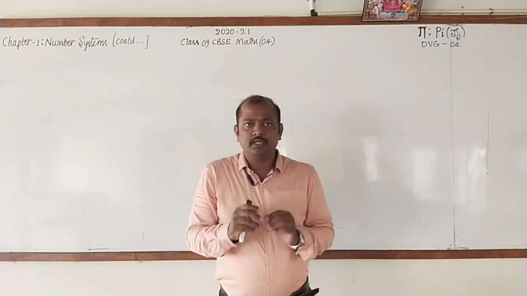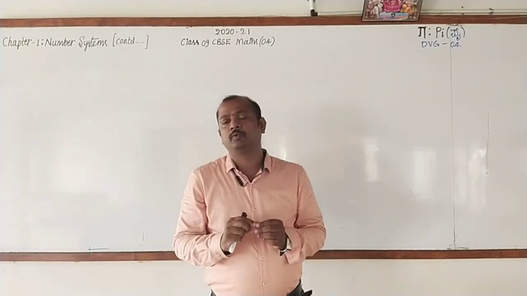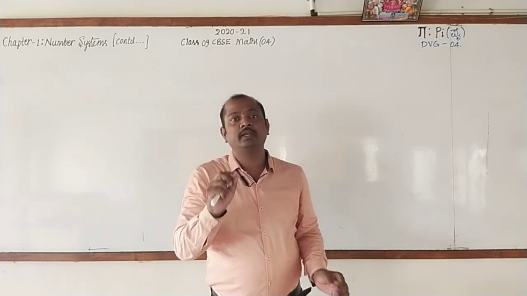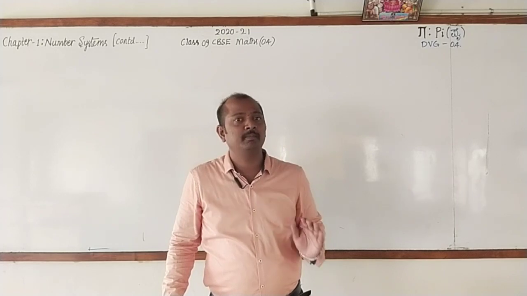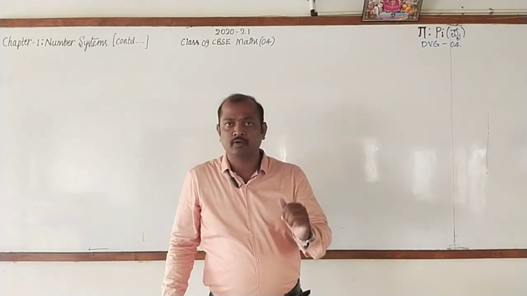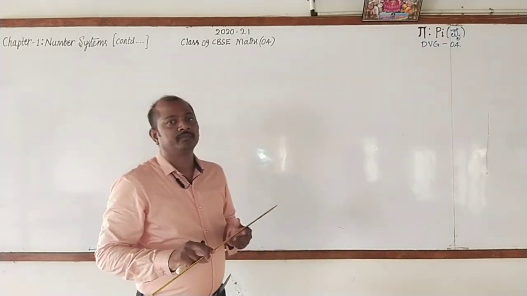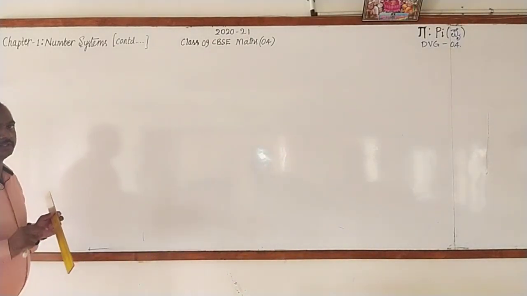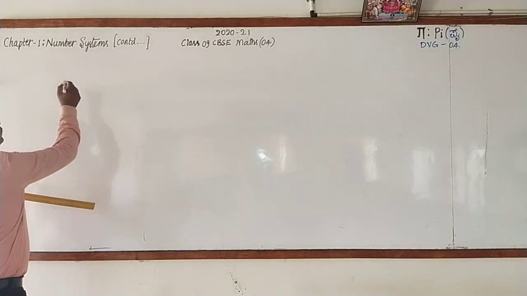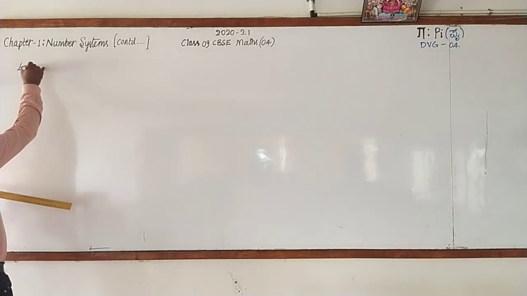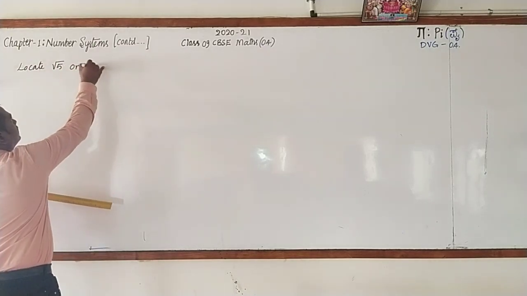And among these, one of the important problems is locating root 5 on the number line by the spiral method. In the last class, I had already taught this. Once again I will teach you clearly, so please observe this. You have to follow this method to locate root 5 on the number line. Here I will write: locate root 5 on the number line.